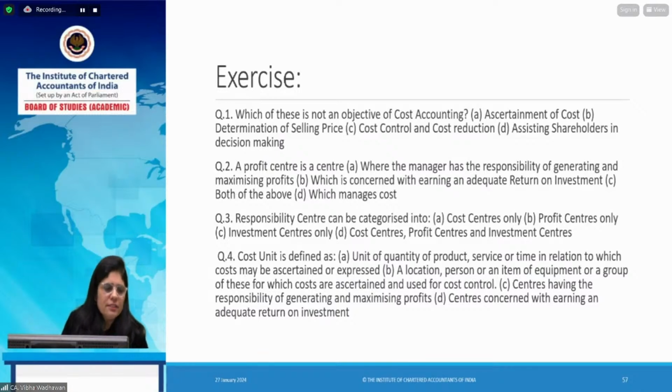High-low method. See, high-low method is basically for, we have to now segregate semi-variable into fixed and variable. There is no accurate method. How would we know how much is variable, how much is fixed? We need to have some analysis, a technical estimate. So the highest and the lowest we take.